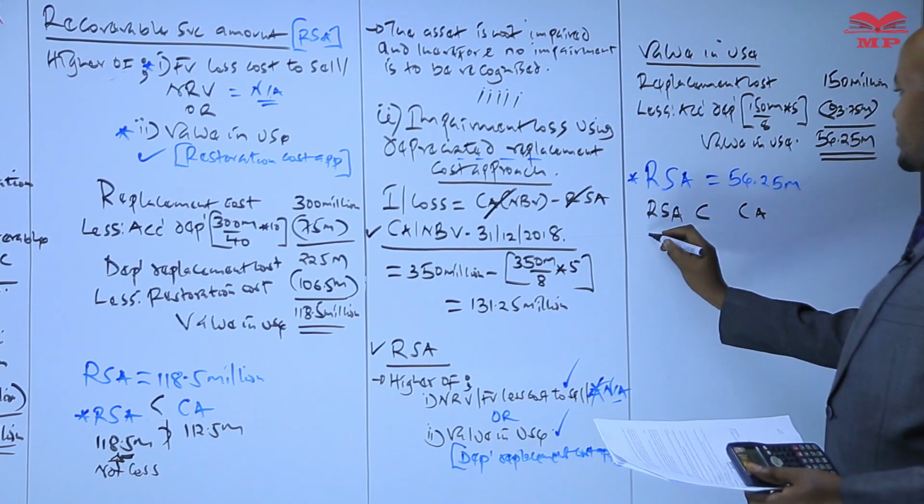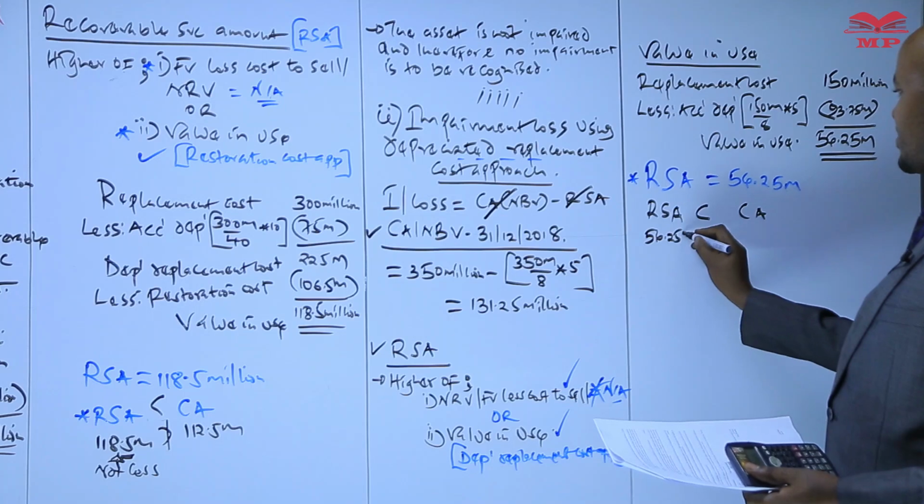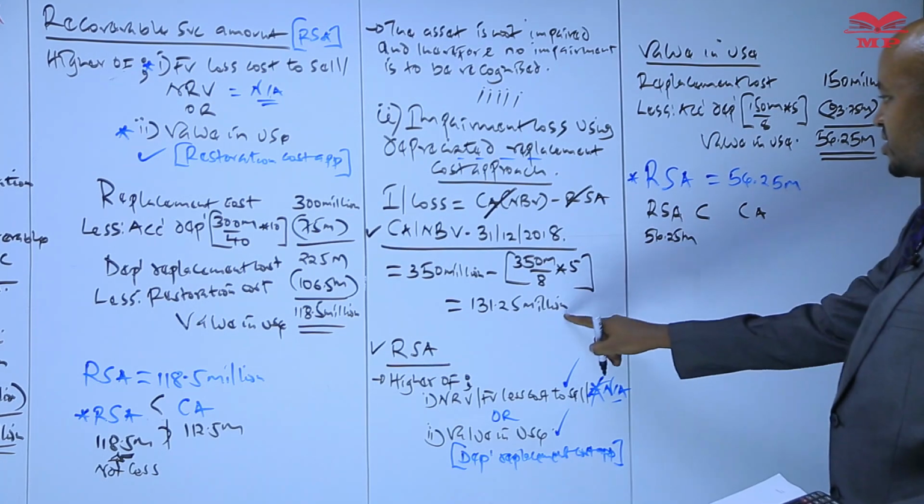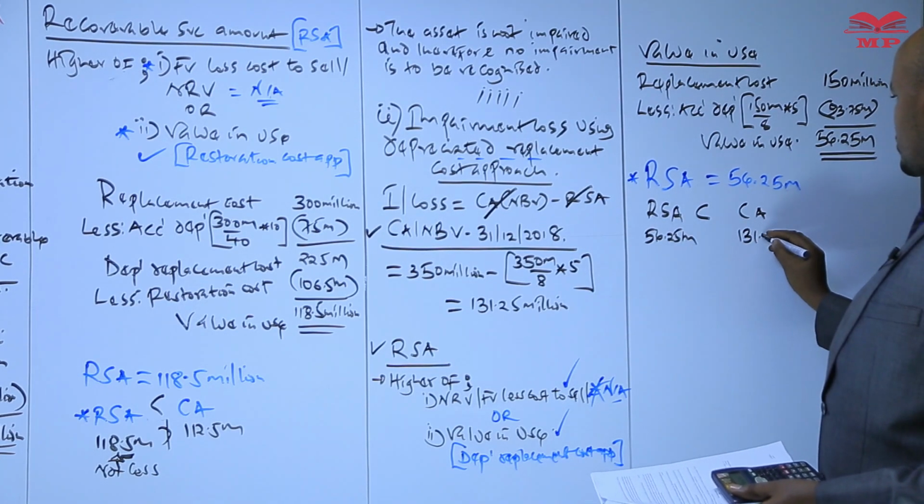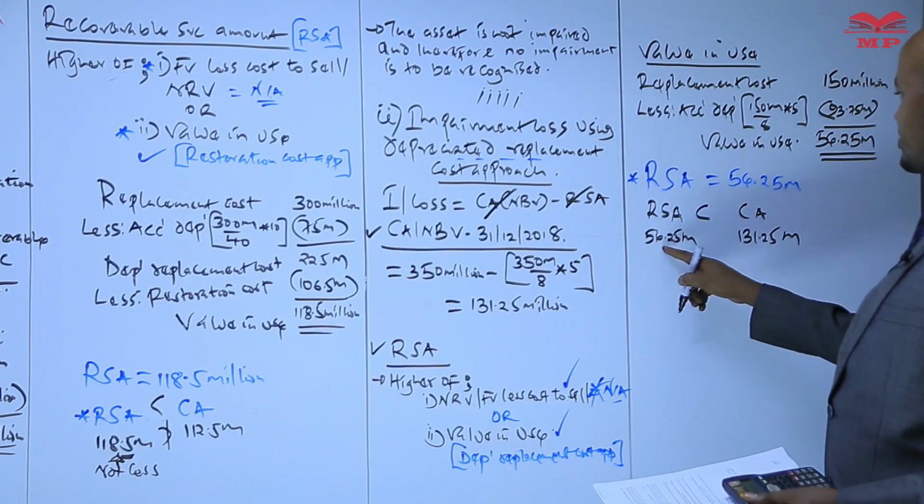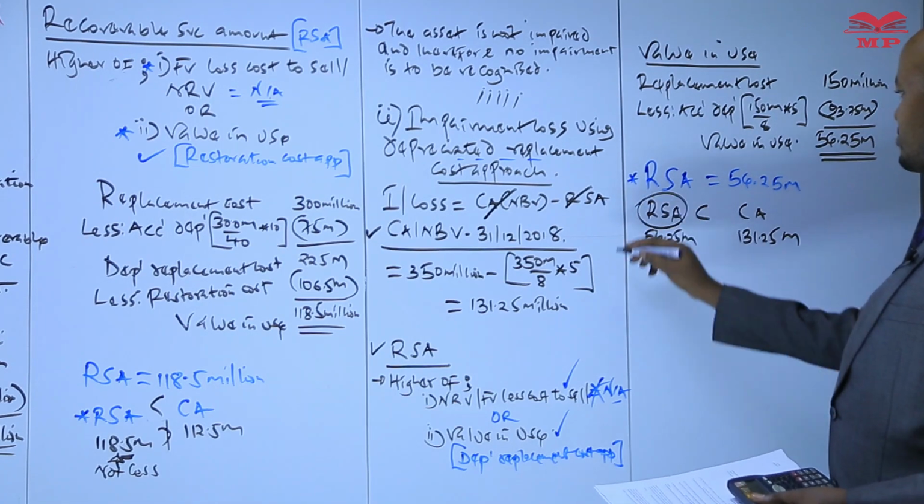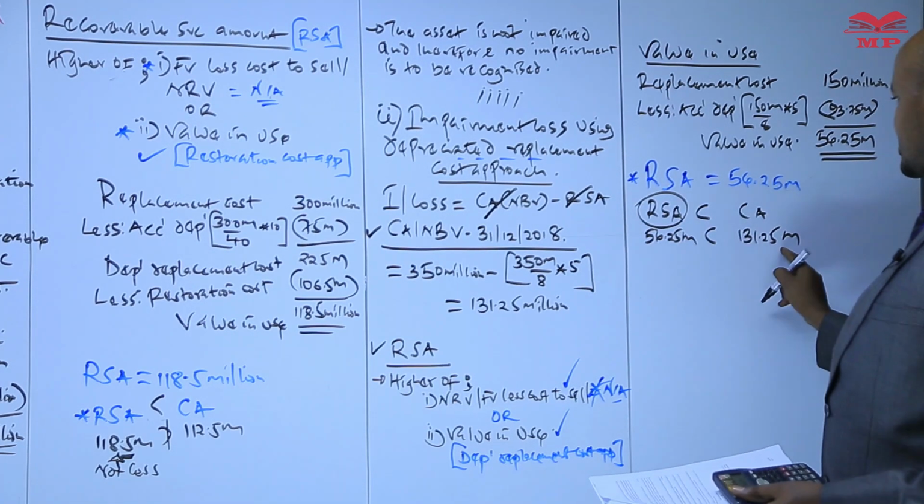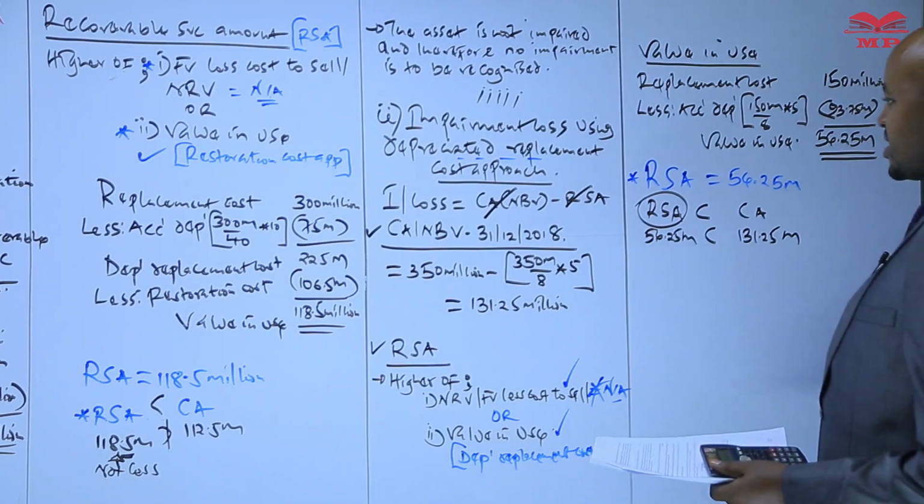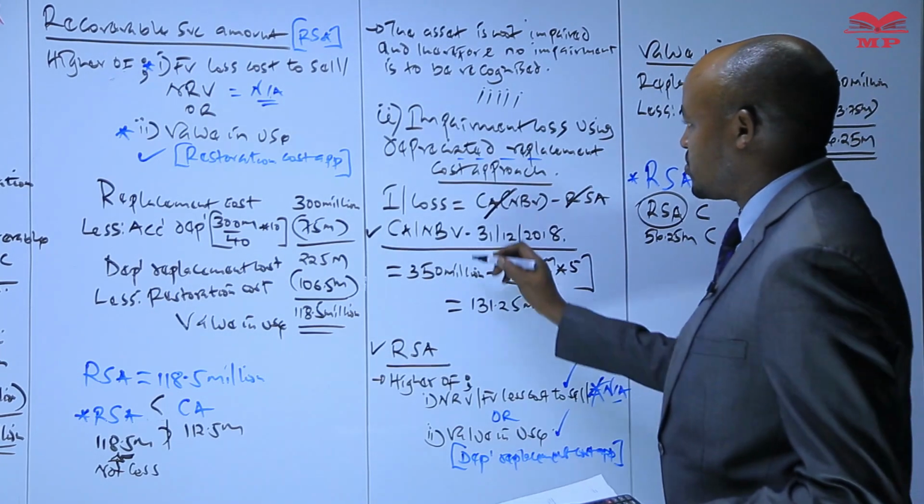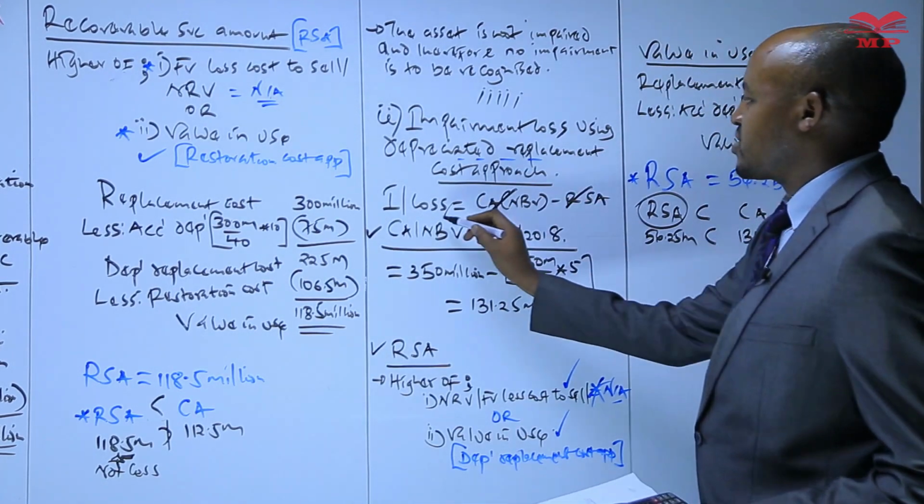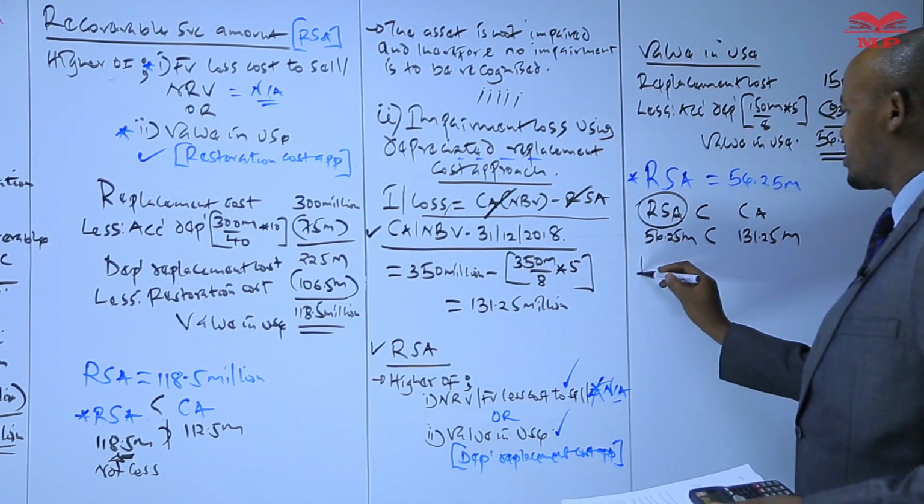So the recoverable service amount is 56.25 million. What about the carrying amount? It is 131.25 million. So in our case, we can say the recoverable service amount is less than this one, meaning that we need to proceed and determine the impairment loss. The impairment loss is determined using this formula.